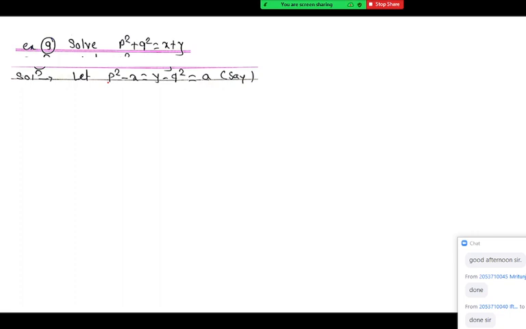Find out p and q. What is the value of p? Quick. Root x plus root x plus a, correct. And the value of q? Root y minus a. Correct. Very good. So that's one.